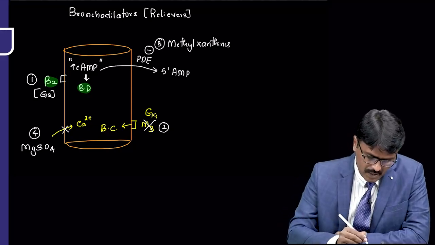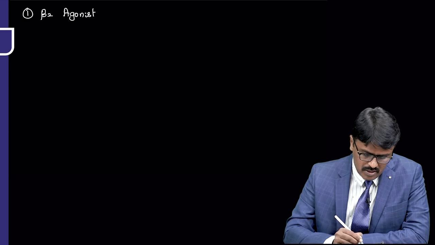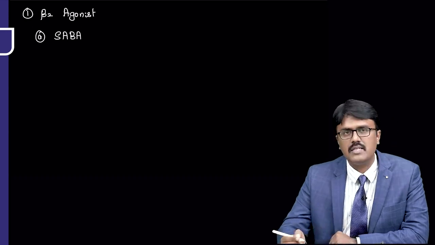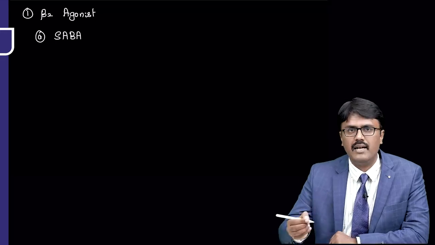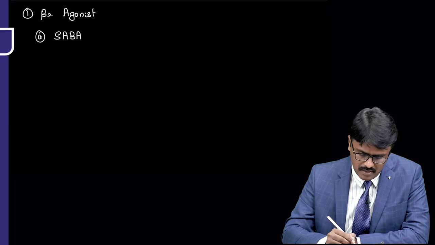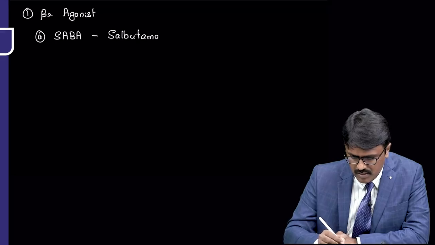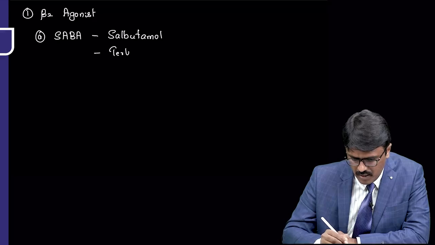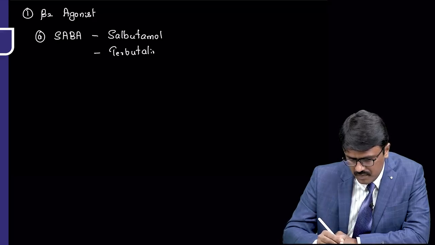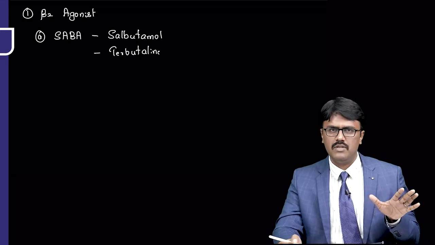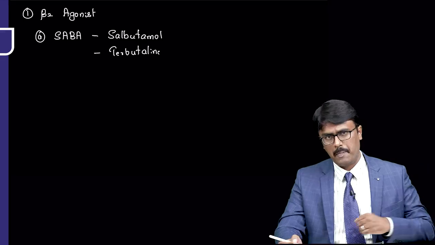So number 1, we have the beta 2 agonists. In beta 2 agonists, we have something called SABA. What do you mean by SABA? SABA stands for short acting beta 2 agonist. Examples are salbutamol and one more drug, terbutaline. So we have the SABA drugs, salbutamol and terbutaline. They are very short acting. They will work for 4 or 5 hours, so the patient has to take them 4 times a day.